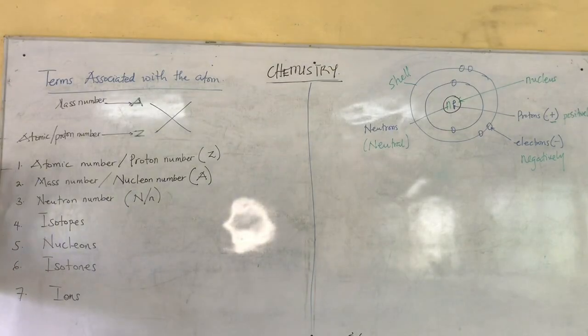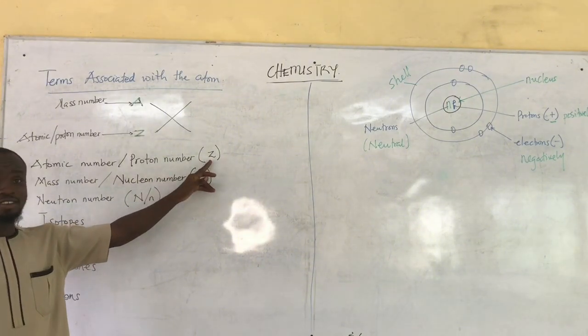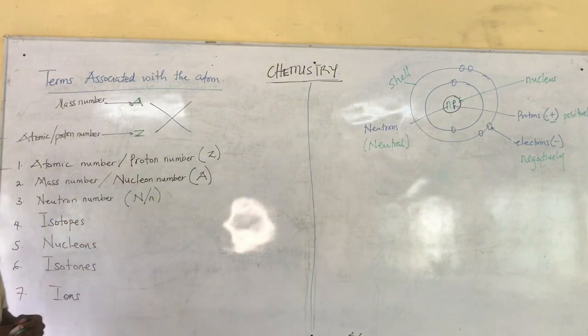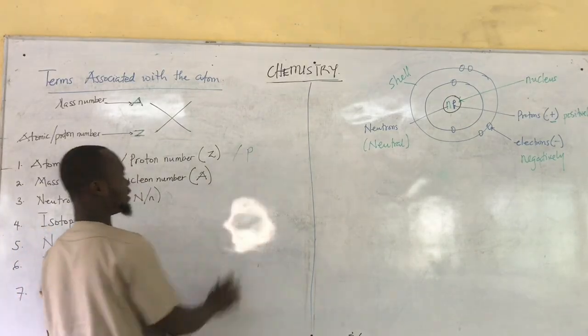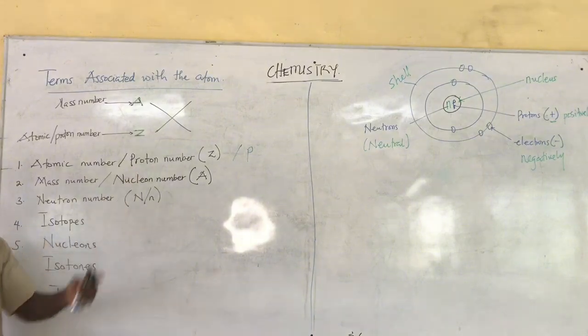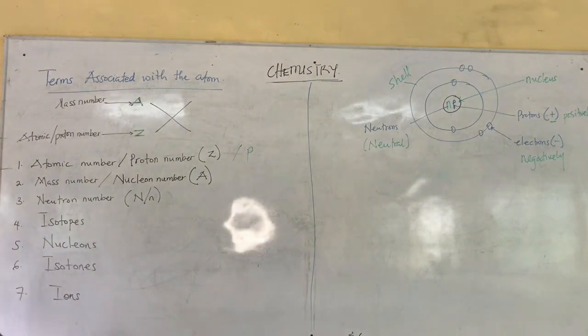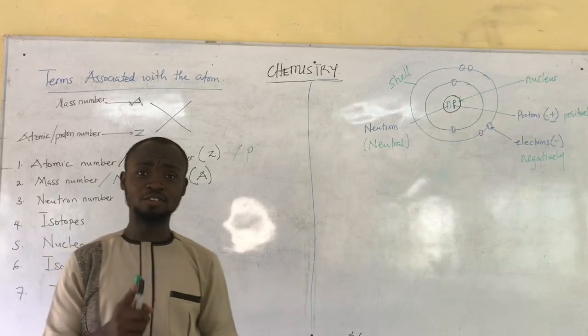Now let's look at some of the terminologies here. I have one, atomic number or the proton number, and it's denoted by Z. You can also denote it by P, for proton. So Z or P for the atomic number or the proton number. What is the atomic number or the proton number? It is the number of protons in the nucleus of an atom.